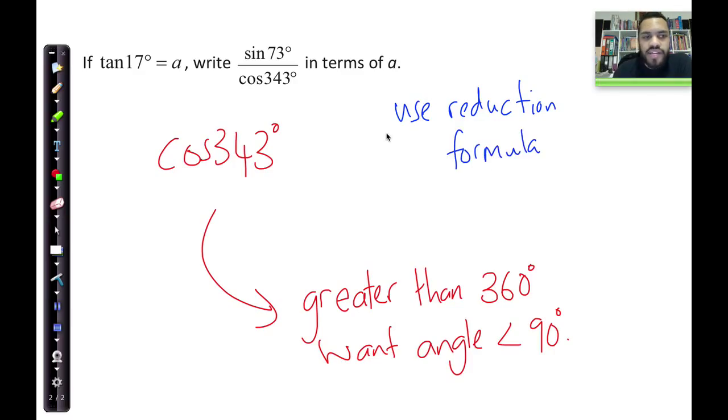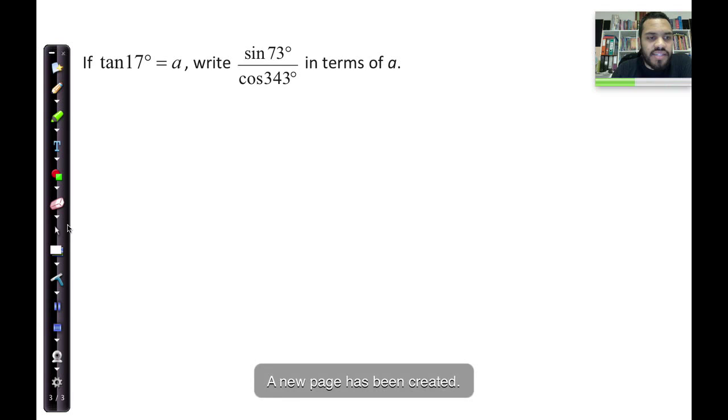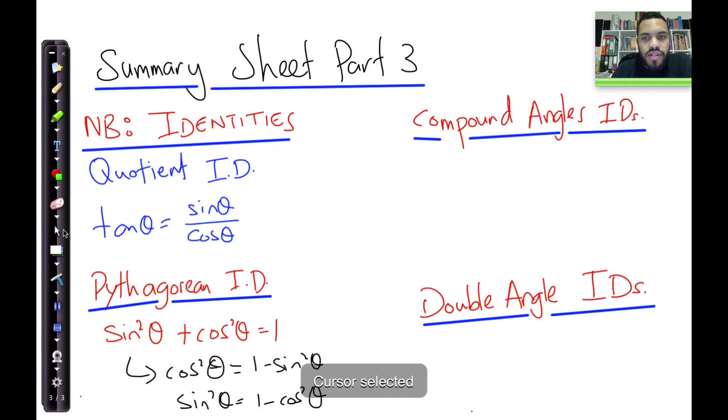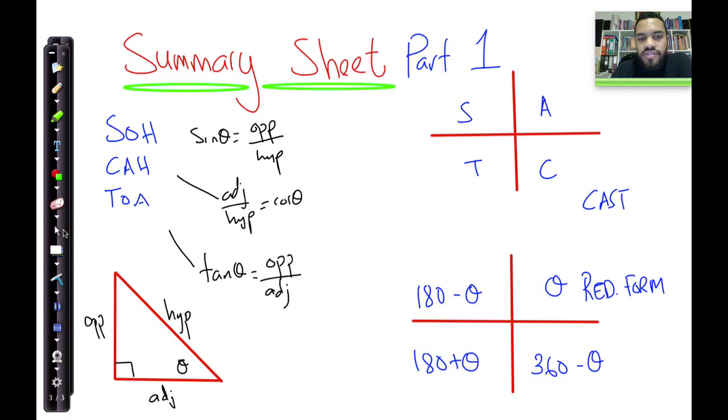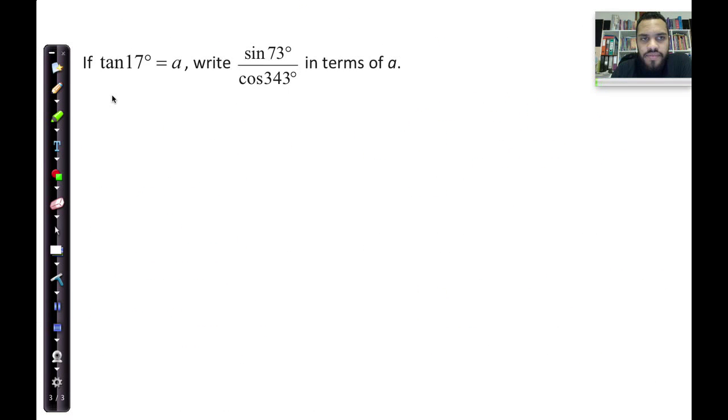How do I use the reduction formula? Let's go back and see. 343 degrees, where does it lie? If this is 0 degrees, this is 90 degrees, this is 180 degrees, and this is 270, it lies in the fourth quadrant. And cos here is positive, and the reduction formula for the fourth quadrant is 360 minus theta.